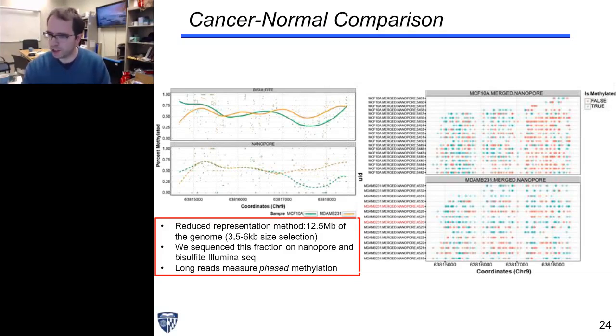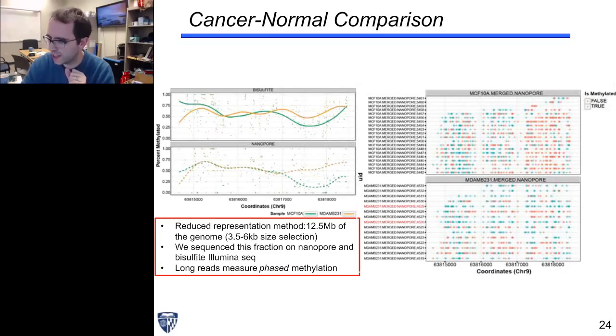What I want to especially draw your attention to is this area here where the differentially methylated region is. So you can see in the normal samples, as you would expect, the green MCF10A, which is a relatively normal-ish cell line, and then the aggressive cancer cell line, the MDA-MB-231, which is in orange. So here, this top one is the normal cell line.